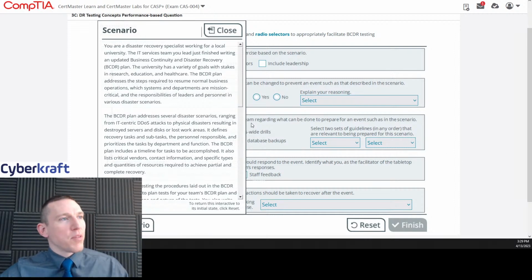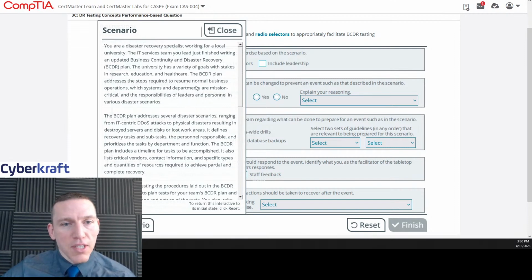Okay, so this is going to be CASP Plus PBQ number 3. We're going to approach this just like we normally do. I'm going to start by reading the scenario. You're a disaster recovery specialist working for a local university. The IT services team you lead just finished writing an updated business continuity and disaster recovery plan. The university has a variety of goals with stakes in research, education, and healthcare.